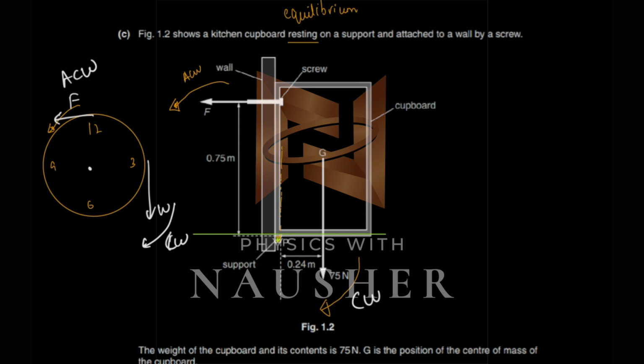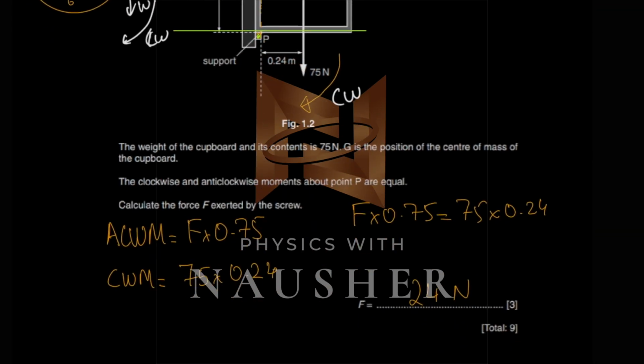Now to calculate the clockwise moment, what distance should I take? Should I multiply 75 with 0.75 or 0.24? Whenever you're confused, I explained just a while ago, whatever the direction of force is, go to the pivot and make a line in the same direction as the force, and then just measure the distance between the two lines. So this is the distance that will be multiplied with 75. And if this is the force F and you don't know whether to multiply it with 0.75 or 0.24, very simple. Force F is horizontal. Go to the pivot, make a horizontal line, and just look at the distance between these two lines. It's 0.75. So F into 0.75 should be equal to 75 into 0.24. And when you do that, your answer will be 24 newtons.